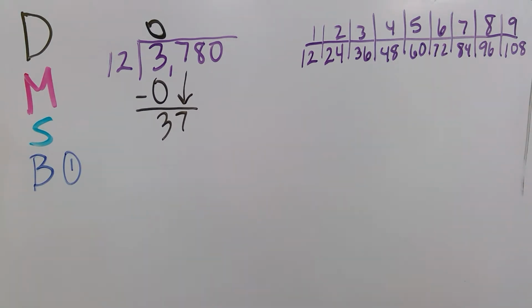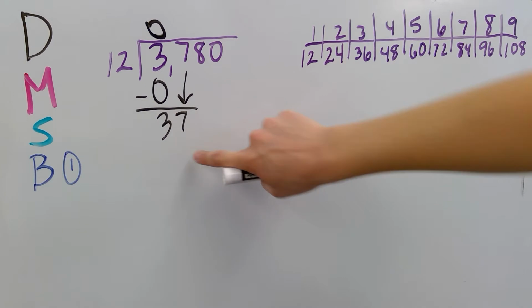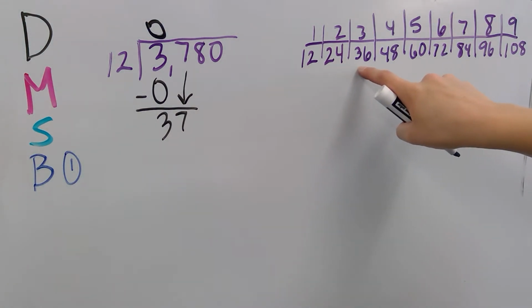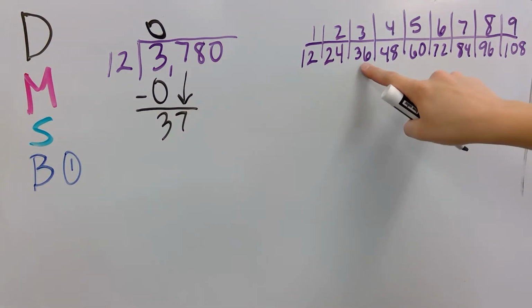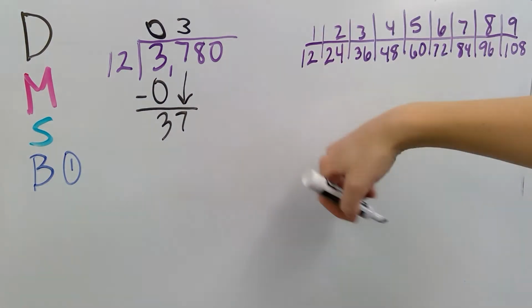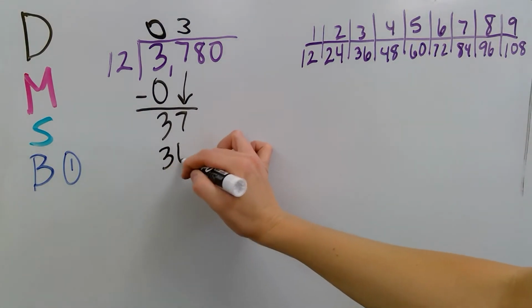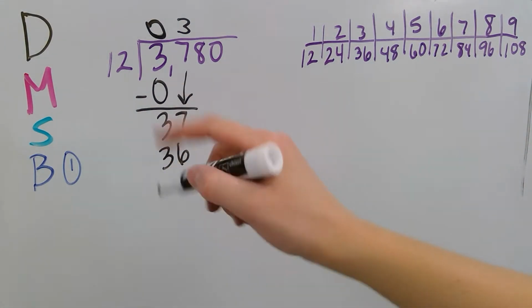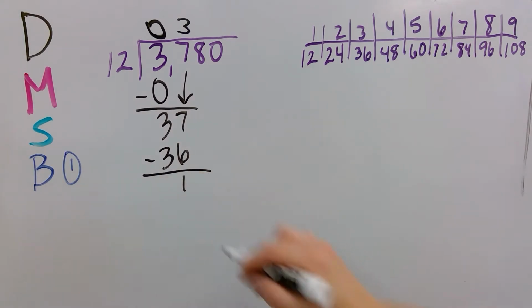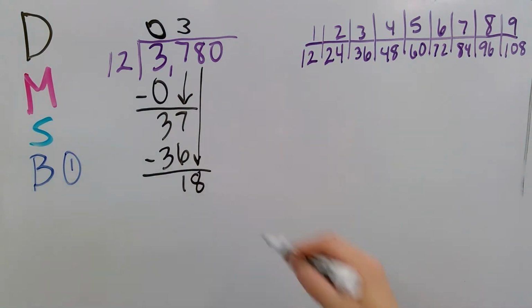I brought down a number, so I have to start over with my division process, and I'm going to ask how many times can 12 go into 37 without going over. So I'm looking at my multiples chart. I see 36. 48 is too much, so I know it's 36, which is 3 times. So I write the 3 up there. Now I multiply. 3 times 12 is 36. After I multiply, I subtract. It's 1.